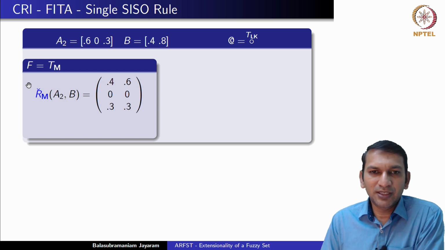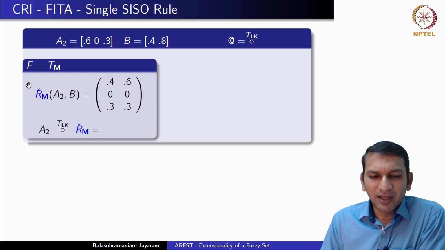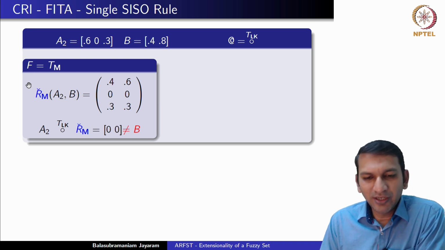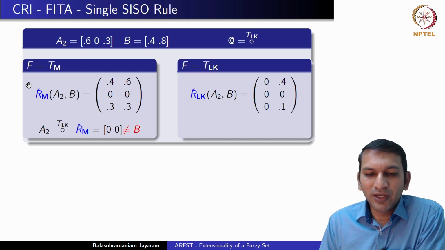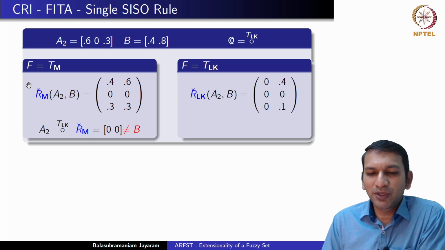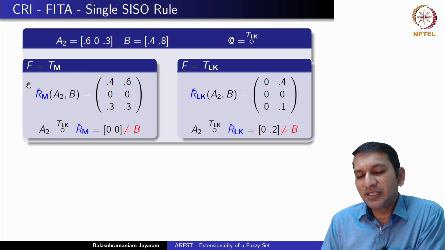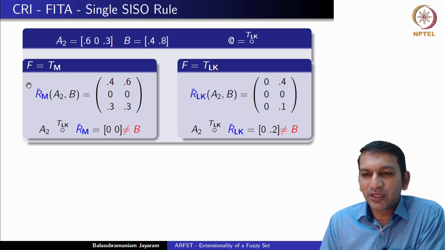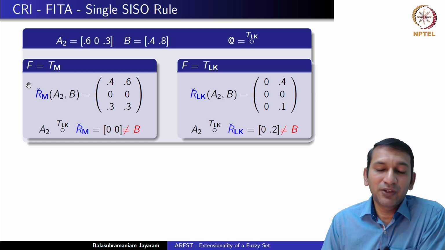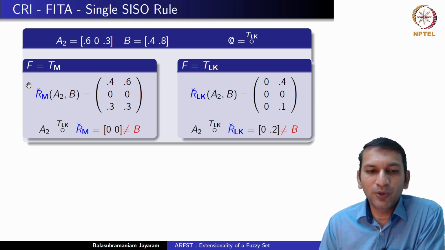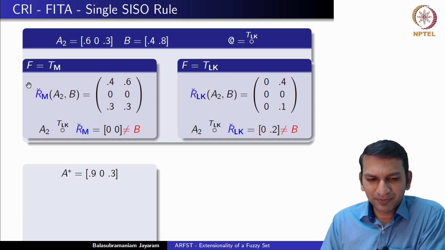So we are looking at it as positive rule. And if you give A2 to this, we don't get B, so it is not interpolative. Why only Tm? Why not also TLK? So let's use the Lukasiewicz T-norm also to obtain the relation. And once again, we see that it is not interpolative. So there is no relation in terms of the residual operations between the composition operation that we are using and the operation F that we use to obtain the relation.